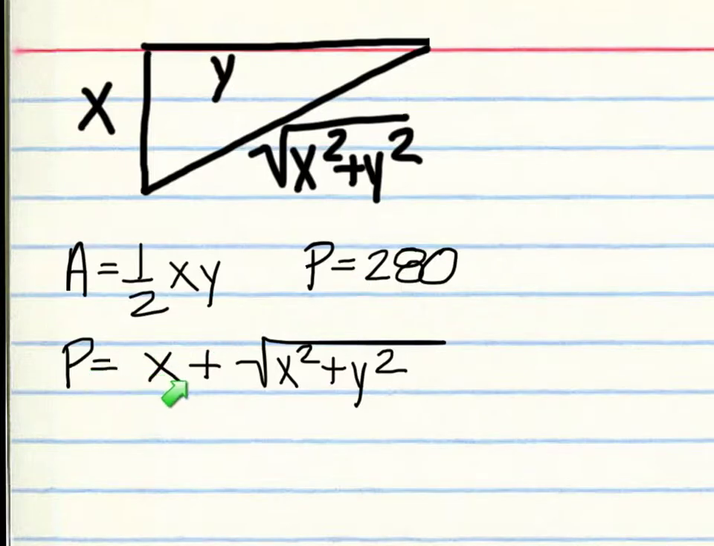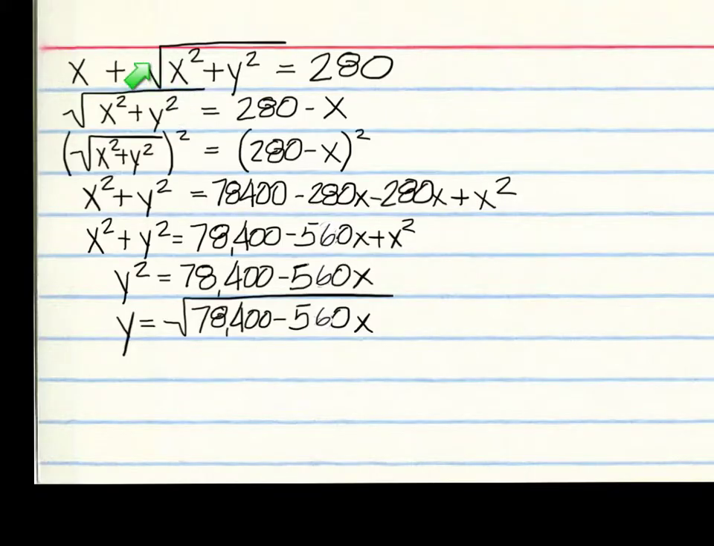For the perimeter, do not add Y in there because you don't need Y. It's up against a river, so you only need this side and this one. You're going to end up setting this equal to this and solve for Y. So over here, there it is, set equal to 280.